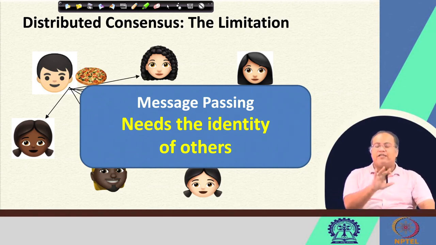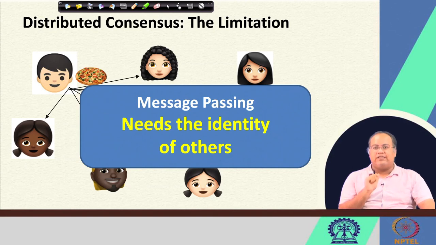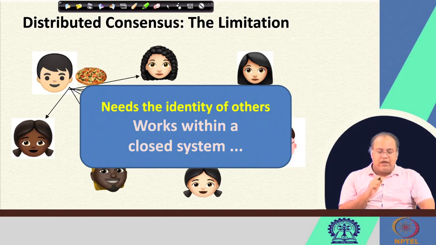Although in practice I know that you have registered for the course, just think that this lecture has been put up on YouTube and people are watching it. So I do not know the identity of others. This poses a limitation: because of this, the classical distributed consensus algorithms work only within a closed system.